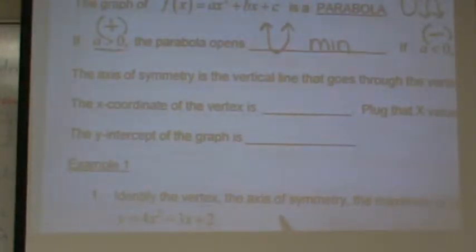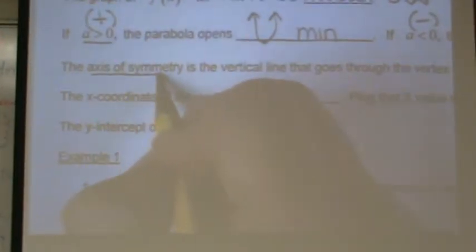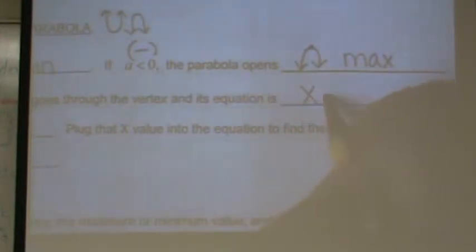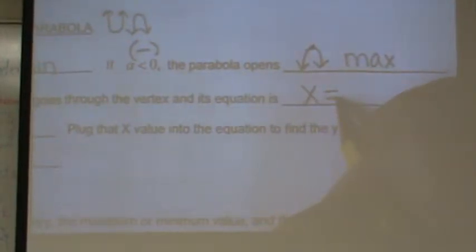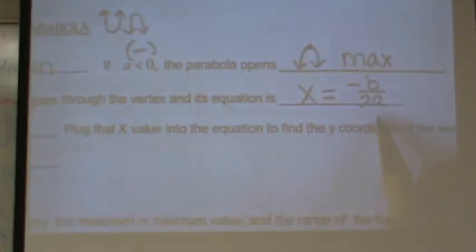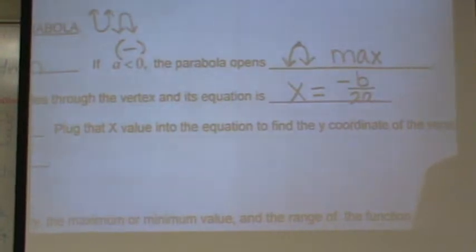So, we need to find out the other parts of a parabola. The axis of symmetry is that imaginary line that goes right through the vertex, and it's going to have this equation. You're going to use this a lot today. X equals, remember it has a name, x equals the opposite of b over 2a. When I talk about b, I'm talking about the number that's in front of x. When I'm talking about the a value, I'm talking about the number in front of x squared.